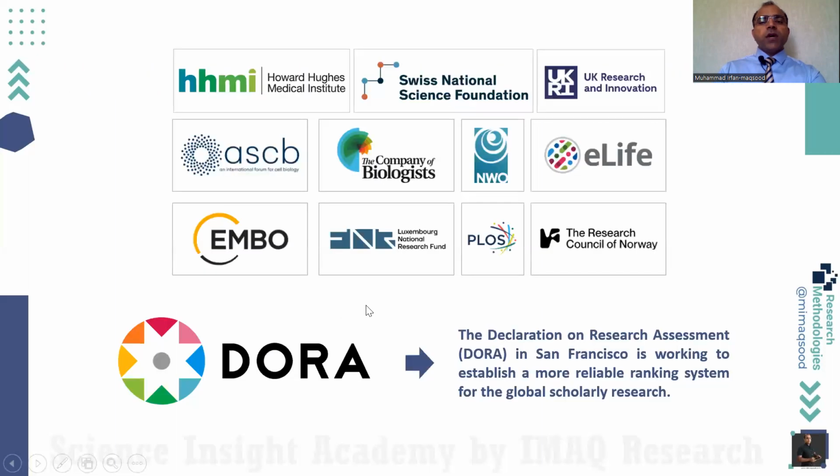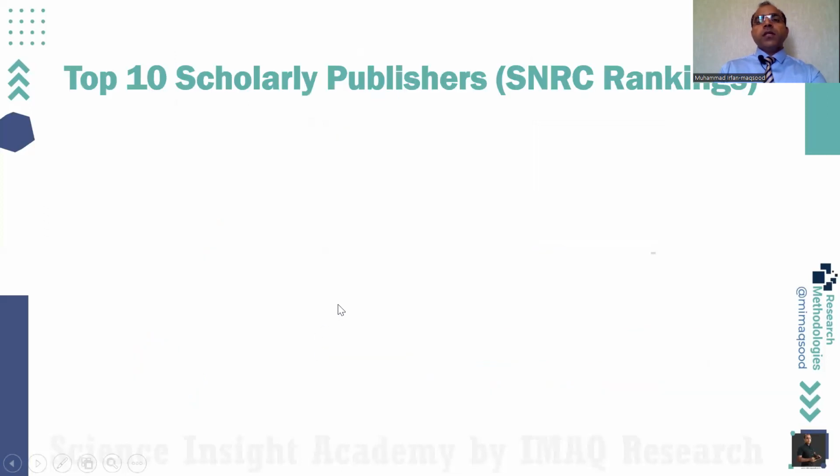Because in this way, they can have one unified assessment, which is not available right now because they are still working on this. So, considering these controversies, every country's National Research Council is also developing some kind of ranking of the global publishers. For example, the Spanish National Research Council ranked the top 10 scholarly publishers.